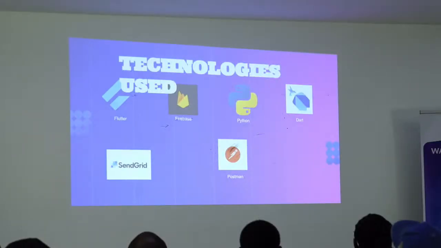In terms of the technologies used in the demo, I used Flutter, Firebase, Python, and Dart, and SendGrid to make sure that you get the email notification. In this case, you can verify the email and also your wallet, the endpoints.